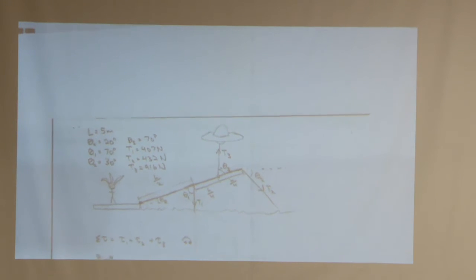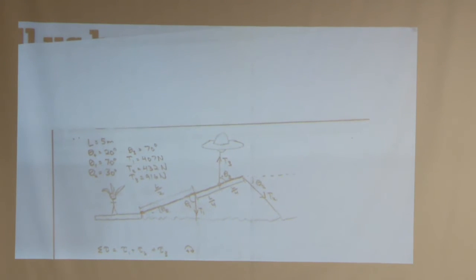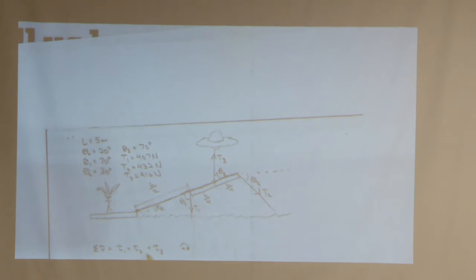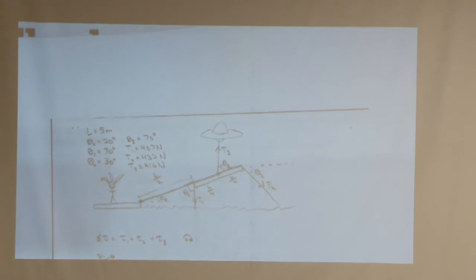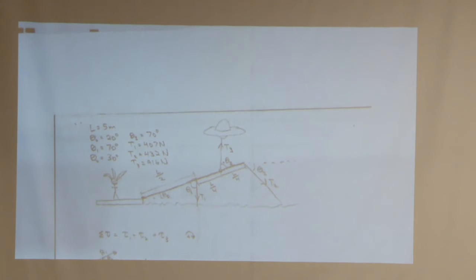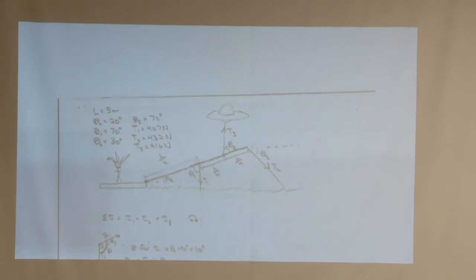So the main question is to find the net torque. So the net torque is going to be the sum of each individual torque. So there's going to be three torques due to these three forces. So we're going to sum these torques together. Again, we need to create a positive direction. You can choose either way. I chose clockwise. All right.